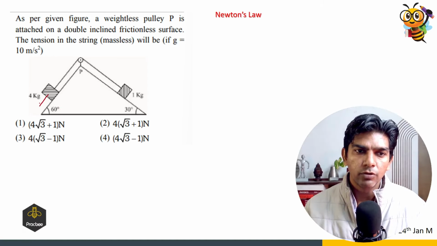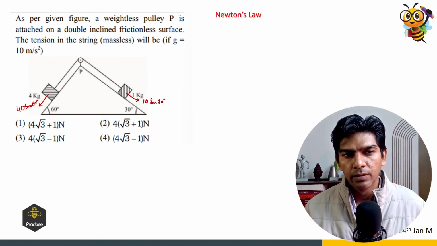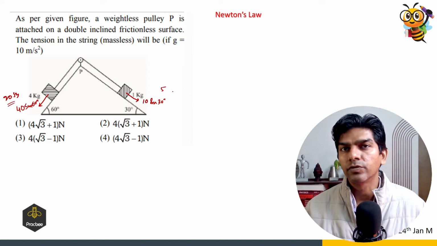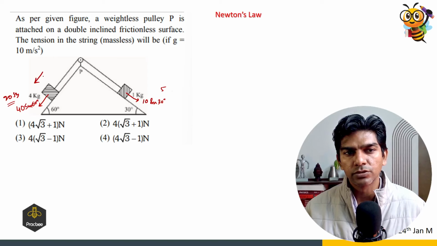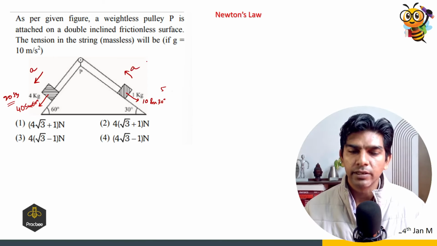There will be a weight component in this direction, which will be 40 sine 60 degree, and there is a weight component in this direction, which will be 10 sine 30 degree. So 40 sine 60 will be 20 root 3 and 10 sine 30 will be 5. Can you see 20 root 3 is greater than 5? So the system will go in this direction. It will be having an acceleration a up the incline.